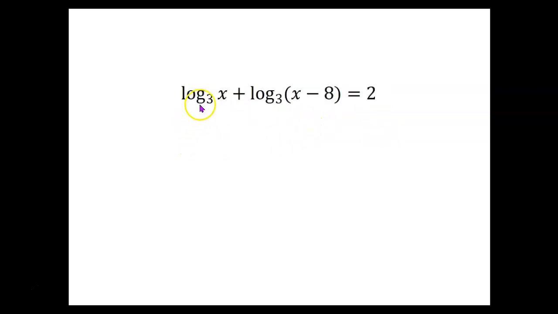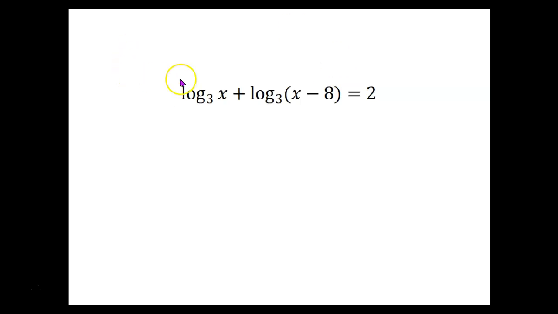Next example, base 3 log of x plus base 3 log of x minus 8 equals 2. Now this one is not as simple. On one side we have 2 separate logarithms. On the other side we have just a number. What can we do? Now remember those 3 properties of logarithms that we talked about in the last section.